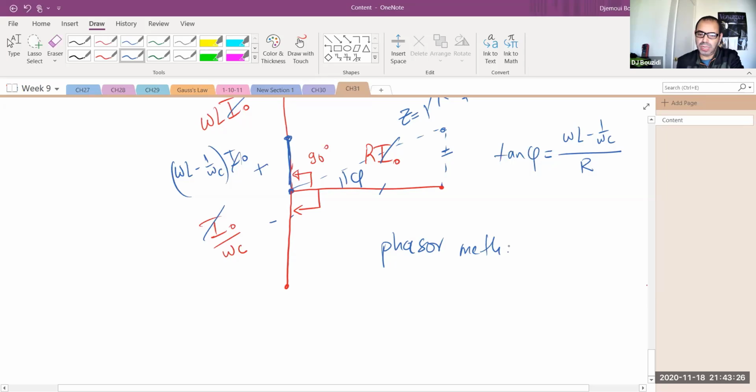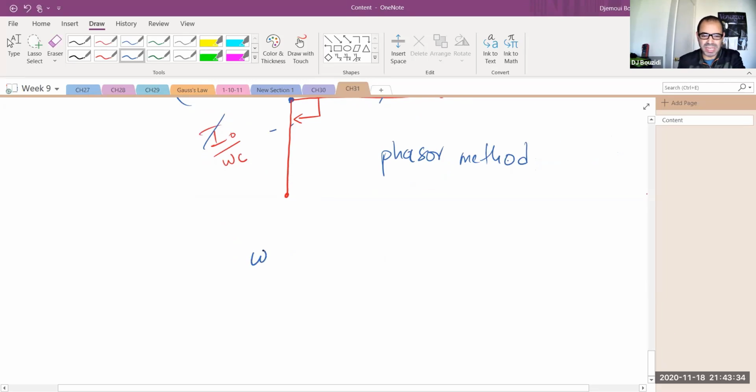So the first thing you draw is R by itself, and then, as a matter of fact, we have names for these things. Omega times L is called X_L. This is the reactance of the inductor. The reason why we call it reactance is because it looks like a resistance. As a matter of fact, it has the same units as a resistance.